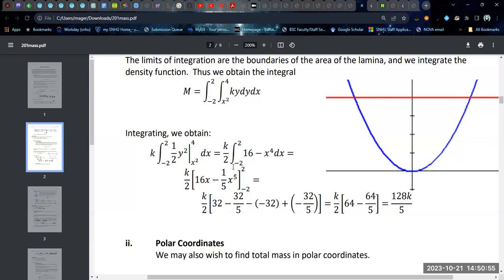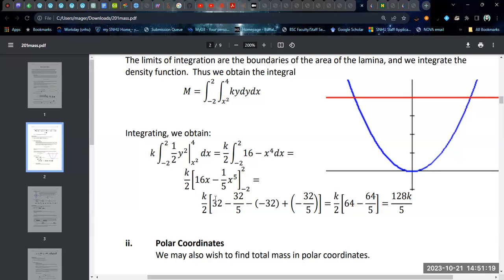You could also do this as an even function, since these are both even terms, and double this and integrate from 0 to 2. And make the math plugging in here a little bit easier, less confusing with all the sign changes and everything. But you should get the same answer in the end, which is 128k over 5.